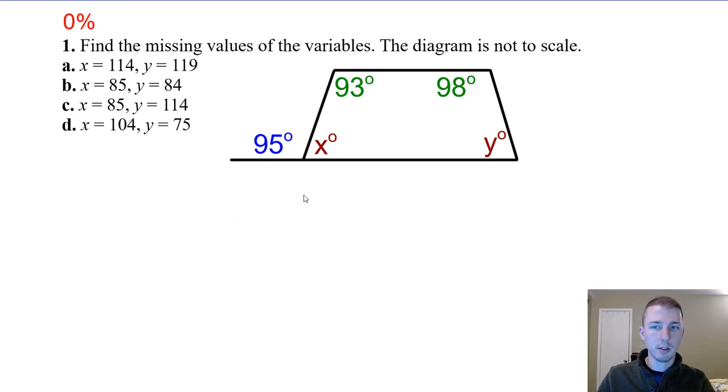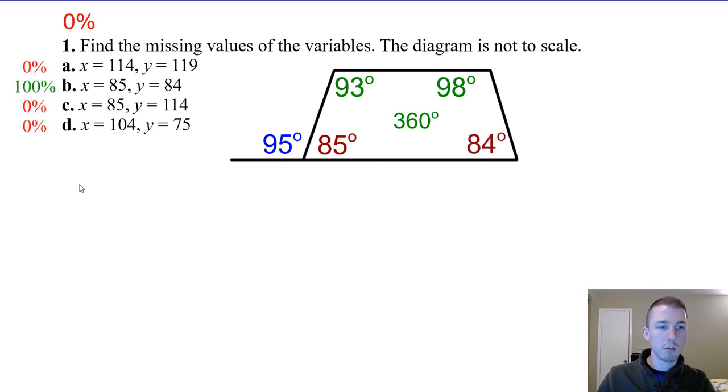The diagram is not to scale. On this one, we have a quadrilateral, meaning these angles add up to 360 degrees. The problem is this angle is an exterior angle instead of an interior angle. So the first thing we need to do is solve for x by finding the supplement. The supplement of 95 is going to be 85. Then we have 85 plus 93 plus 98. Then we subtract all of that from 360, which gives us our missing angle, which has to be 84 degrees. So our answer is B as in Bravo.